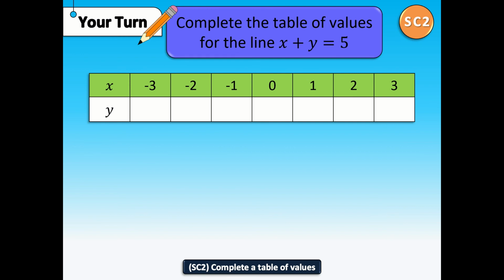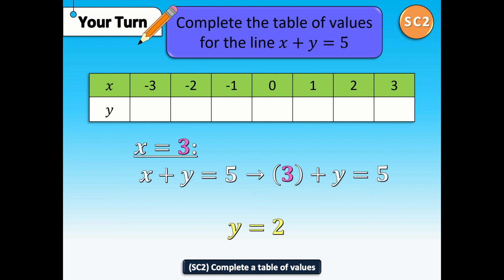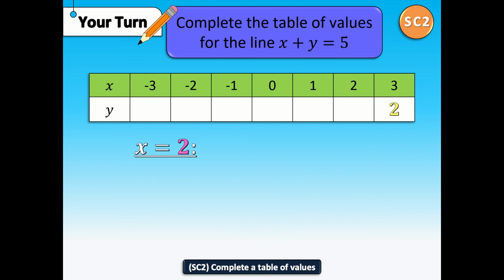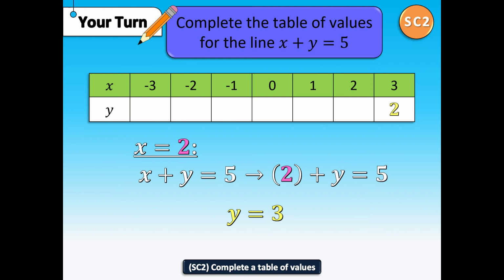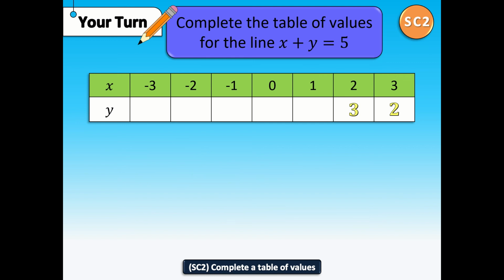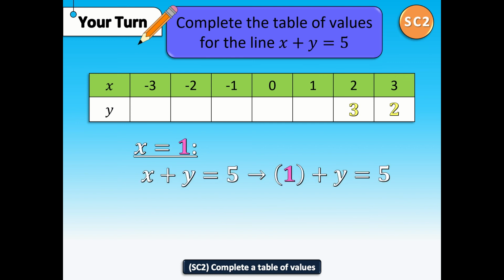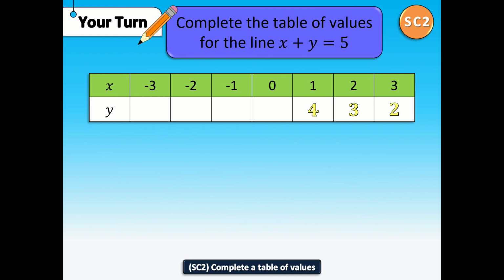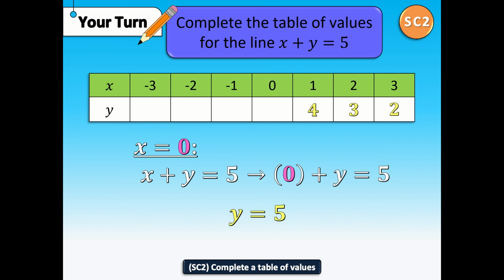Here's your answers. So for the line x plus y equals 5, that means that the x and y values need to add up to 5. So when x is 3, y must be 2. When x equals 2, y must be 3. When x equals 1, y must be 4. When x equals 0, y must be 5.